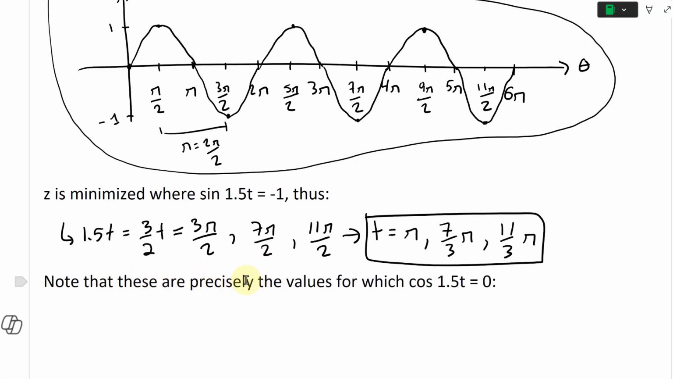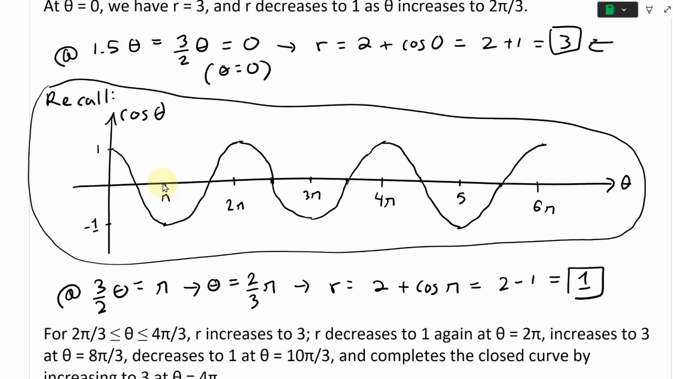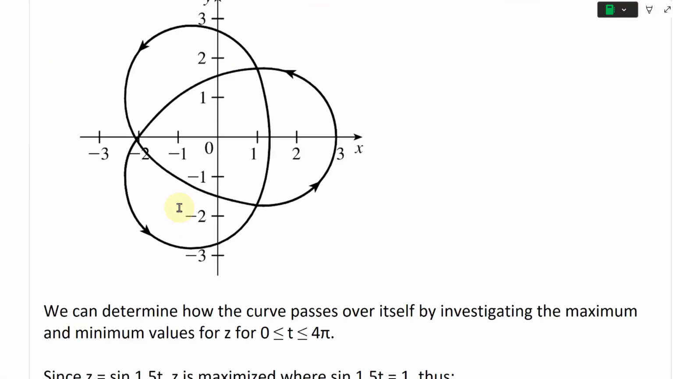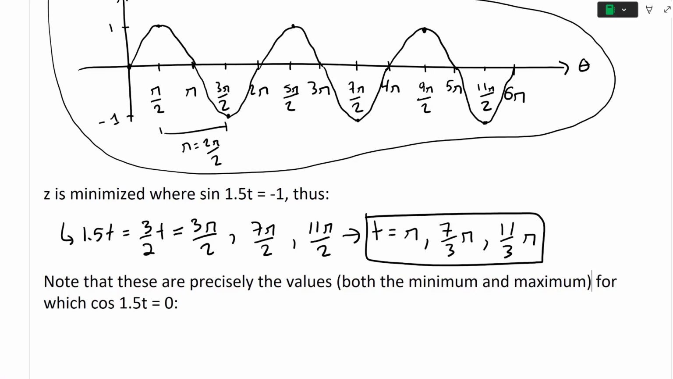And now note that these are precisely the values for which cosine 1.5t is equal to 0. And you can see that from above here. So again, these are pi, 7/3 pi, and then 11/3 pi. Or we'll just look at these ones right here, 3 pi/2, 7 pi/2, 11 pi/2. Scroll all the way back up here. Before we even get to that, every single one of these are that. So the minimum and max. So note that these values, I'll write here, both minimum and maximum, for which cosine 1.5t equals 0.